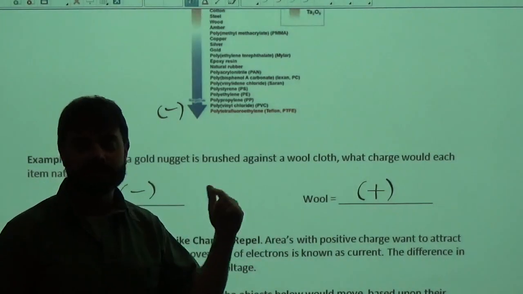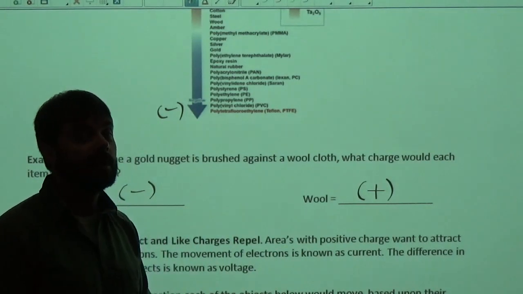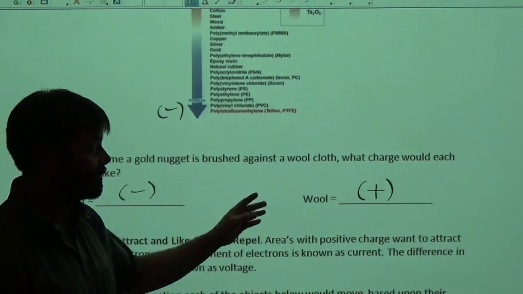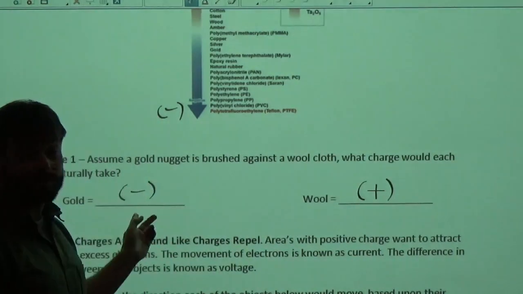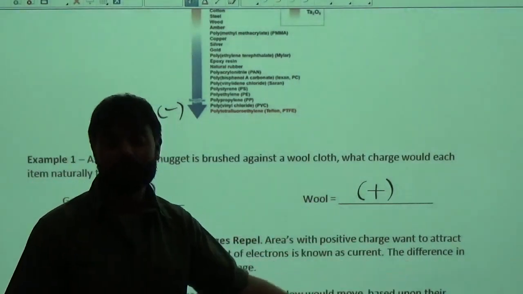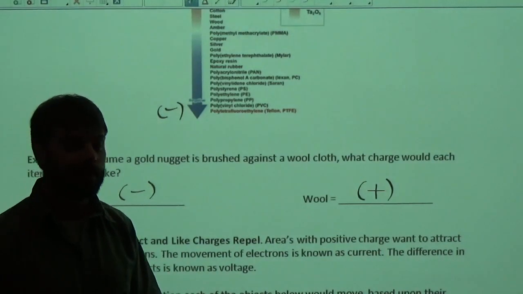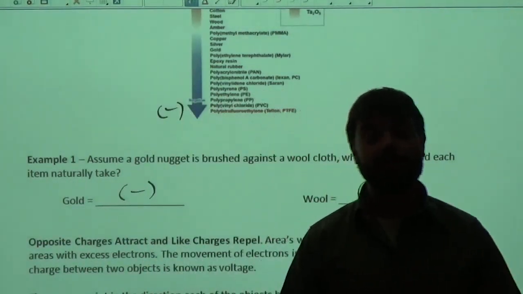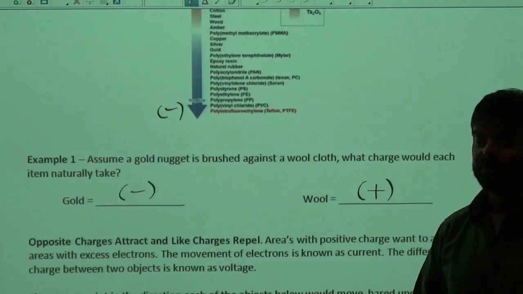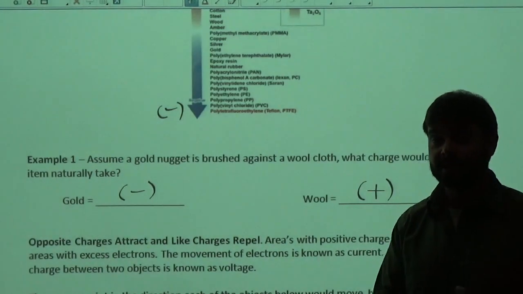So the things that actually physically move back and forth are the electrons again. So don't think that it's like protons are leaving the gold and going to the wool. That disturbs a whole bunch of properties of chemistry. If you change the number of protons, you're changing the actual element that it is and so forth. So that's not what's happening.